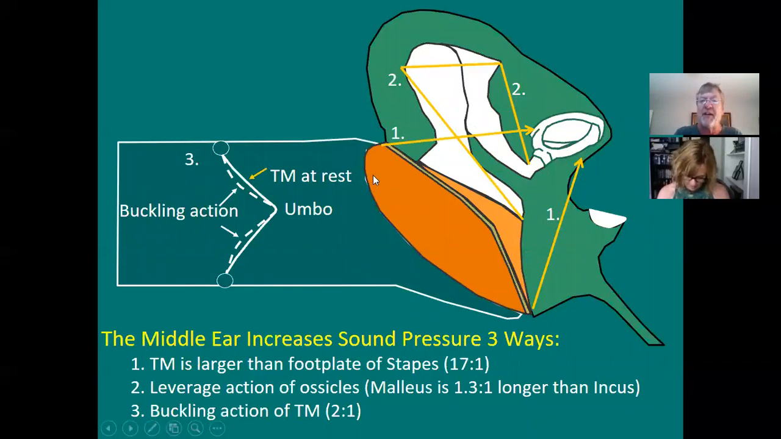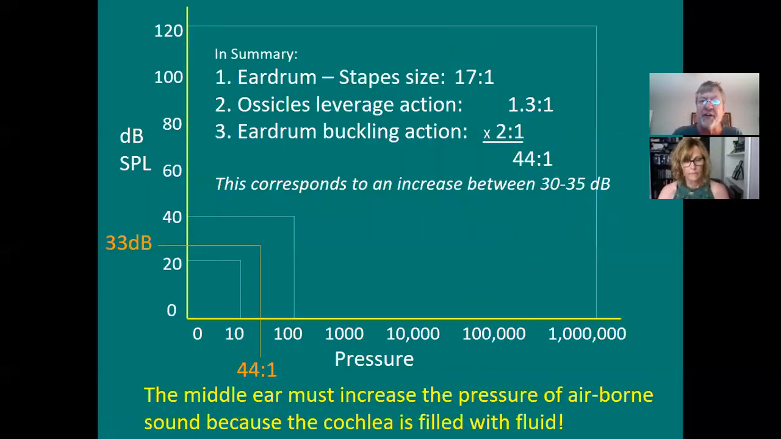And we said, and you've likely learned in anatomy class, that the middle ear increases sound pressure in three ways. The size of the drum, number one, the leverage action of the ossicles, number two, and the buckling action of the eardrum itself is the third thing. All these work together to increase the sound pressure by about 44 to 1. Have a look at this slide here. 44 to 1, those three things.